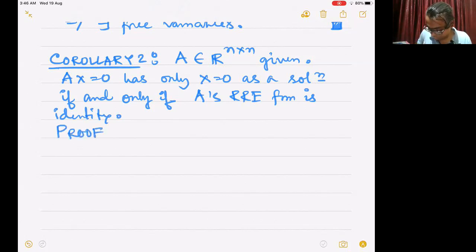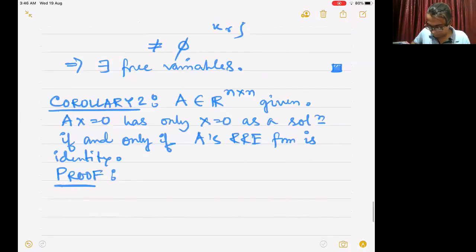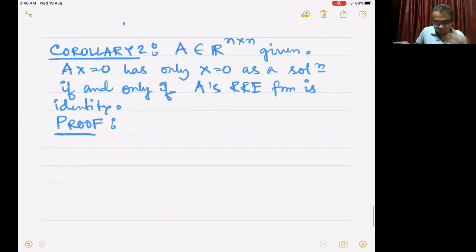Let us see the proof. So this is an example of an if and only if statement, right? As we will see quite regularly in this course, for such if and only if statements, you have to prove both ways. You have to prove if, and you have to prove only if also.